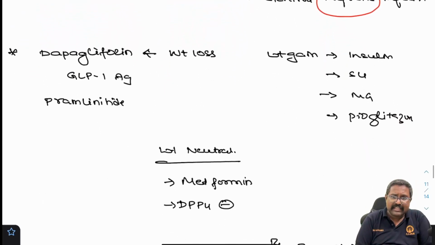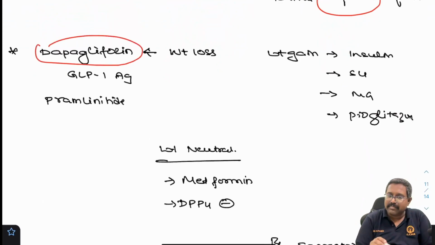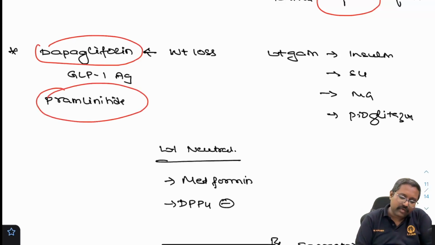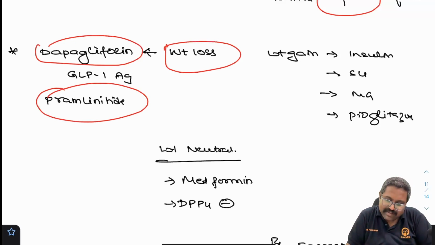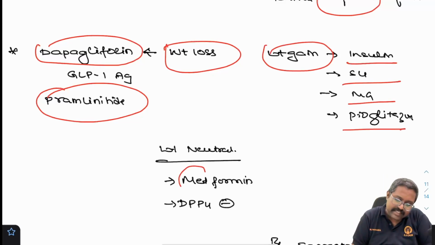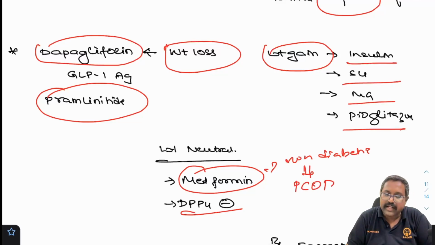We have antidiabetic drugs with respect to weight loss, weight gain, and the neutral weight. So dapagliflozin, the GLP-1 agonist, as well as the pramlintide are going to cause weight loss, whereas the weight gain is seen with the insulin, sulfonylureas, meglitinides, and pioglitazone, and weight neutral is seen with the metformin and the DPP-4 inhibitors. What is the non-diabetic use of metformin? Non-diabetic use of metformin, they are used in the treatment of polycystic ovarian disorder.